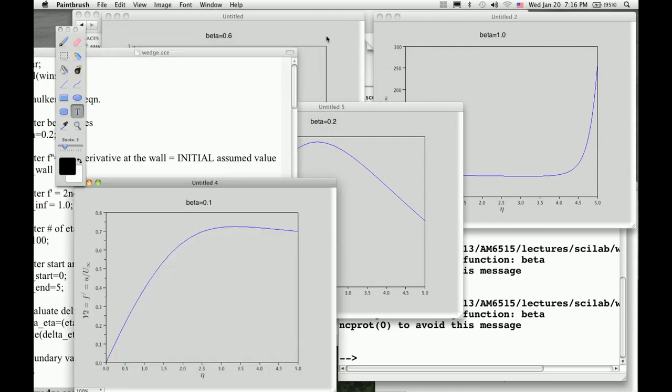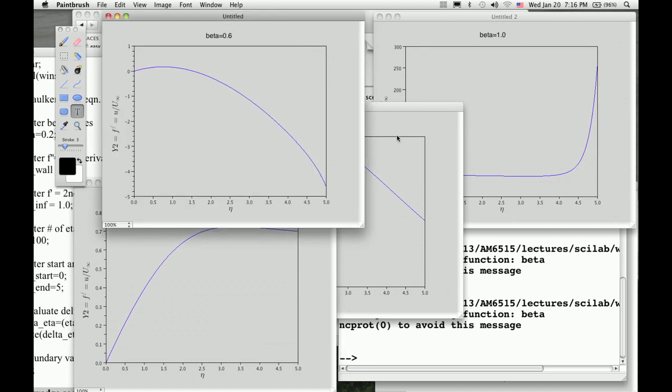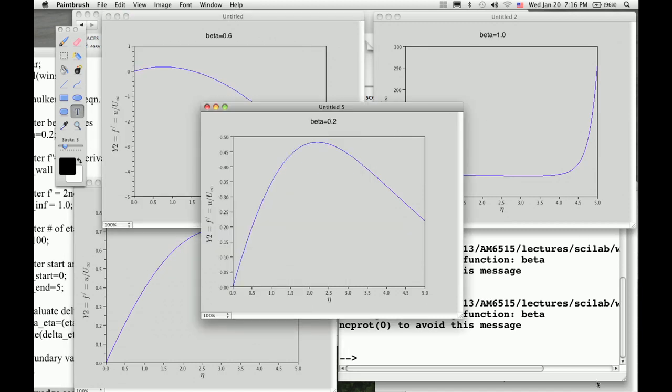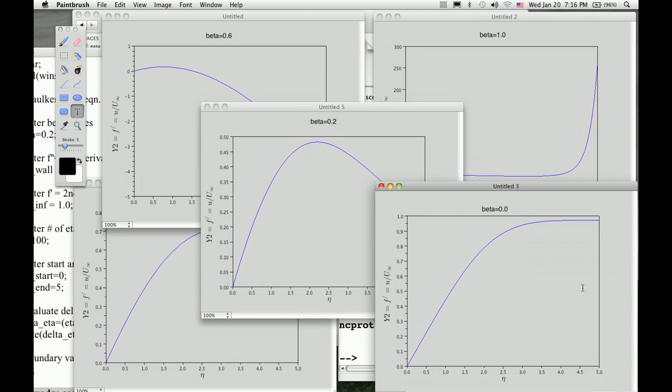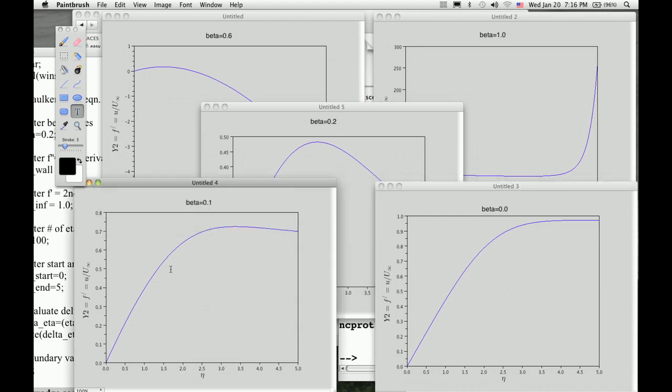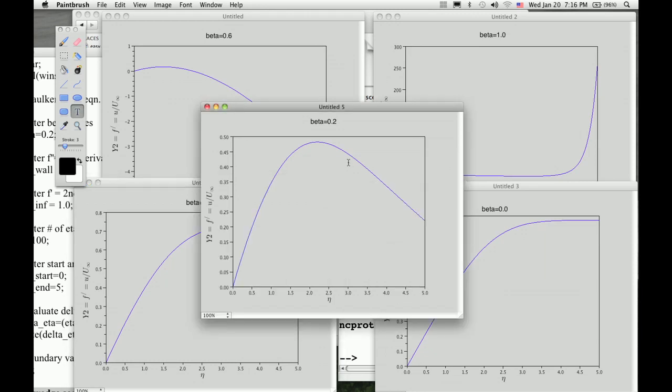So this is 0.1. This is 0. This is 0.1, which is not that much. But when I go to 0.2, it sharpens off. It is pretty sharp, and it goes up to only 0.5. That's the highest.